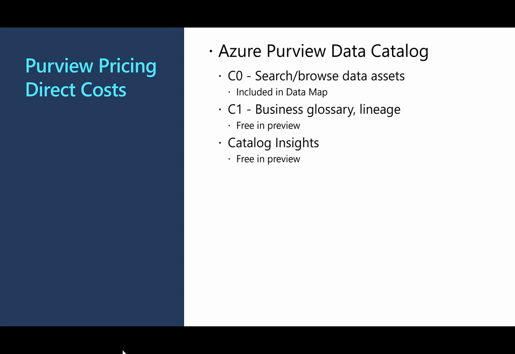The Azure Purview Data Catalog by default is C0, which allows search, browse of data assets. This is included in the data map cost. For Business Glossary and Lineage, and then also Catalog Insights, these are both currently free in preview. The product levels and feature sets may change as we move through preview.